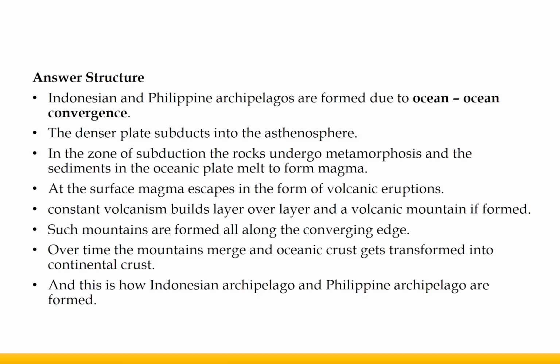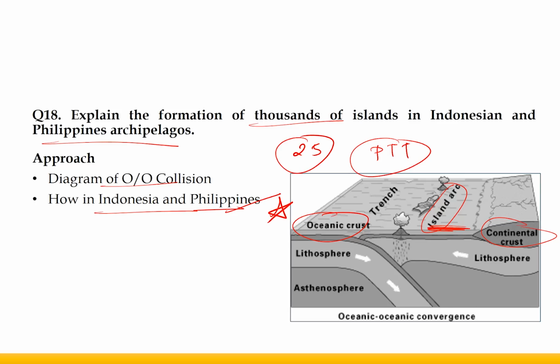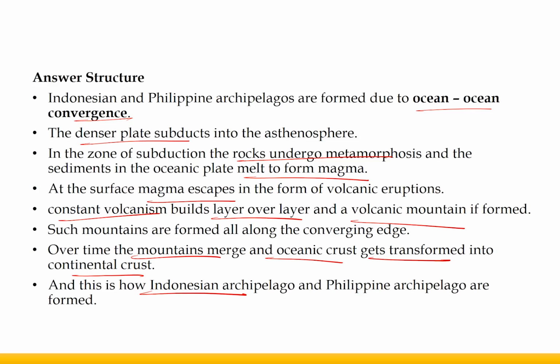I'll just highlight the keywords: oceanic convergence, denser plate subducts, rocks undergo metamorphosis, melts to form magma, magma escapes, constant volcanism, layer over layer, and volcanic mountains are formed. The mountains merge and oceanic crust gets transformed into continental crust. This is how Indonesian archipelago are formed. All right. I'll not go into the much detail of this. So I hope it is clear.